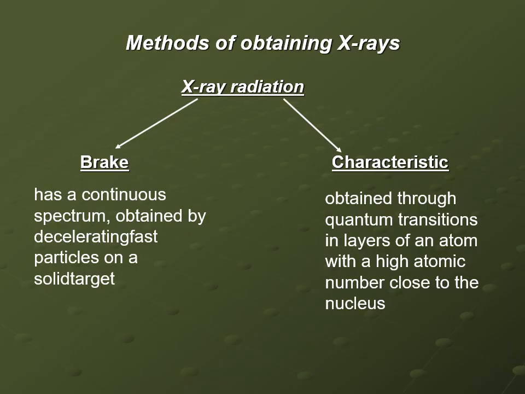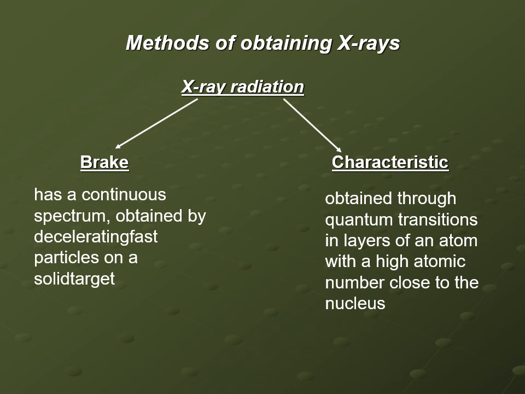So, the next question is how to get X-rays. Here it is possible to distinguish two types of X-ray radiation: bremsstrahlung and characteristic. As for bremsstrahlung, X-rays are always produced when charged particles are decelerated on a solid target. In this case, the energy of electrons or other charged particles is converted into the energy of electromagnetic radiation, that is, X-ray radiation.